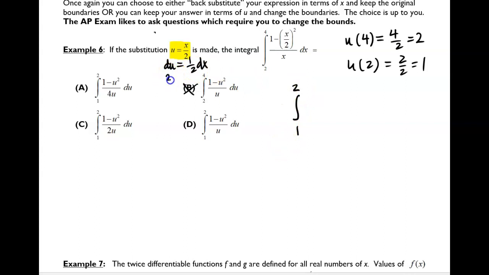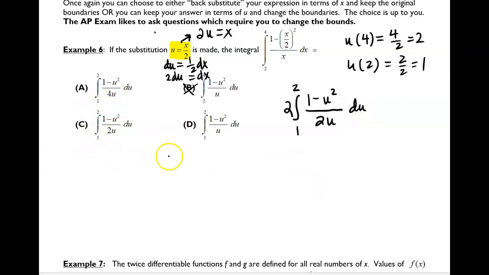I have my 2 out in front. I had to multiply by 2 there. And then I have 1 minus u squared in the numerator. But notice I have this extra x down here, and that comes, this is that change of variable problem at the same time. If u is x over 2, that means that 2u is equal to x. So I can replace the x with the 2u at the bottom, du.